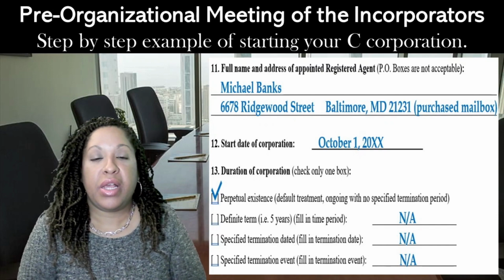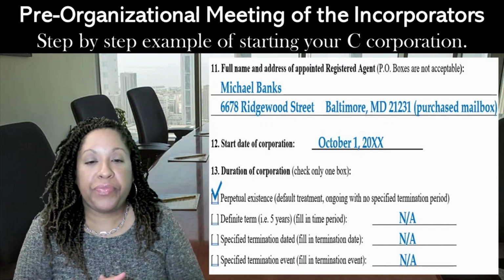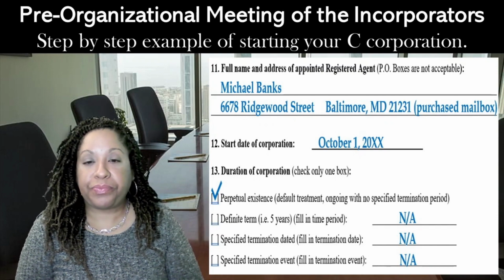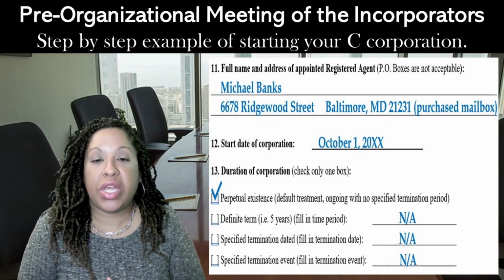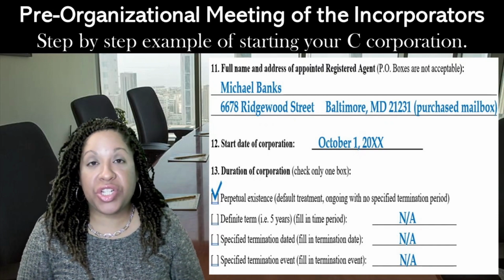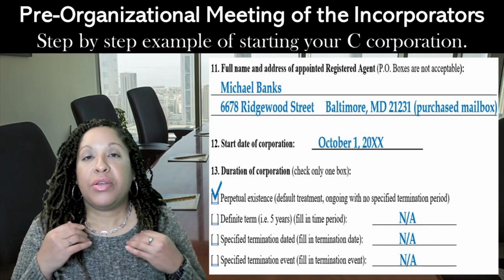Number 12, start date of corporation. We're just going to keep it simple and stick with October 1st. Number 13, the duration of the corporation.